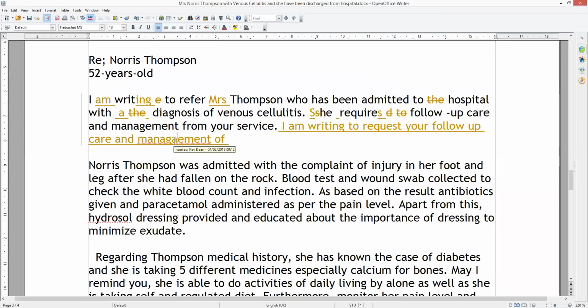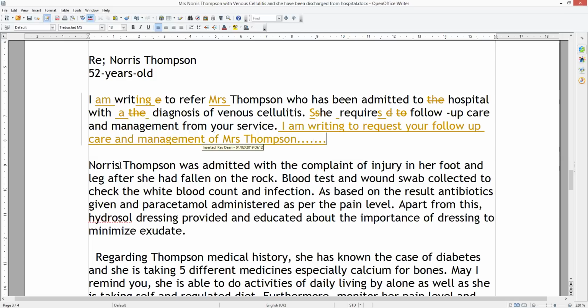Oops, I haven't spelled that right. There we go. I want to request your follow-up care and management of Mrs. Thompson, who blah blah blah. Okay, so you could do that in a single sentence. So it's crystal clear right from the initial sentence as to what you want.